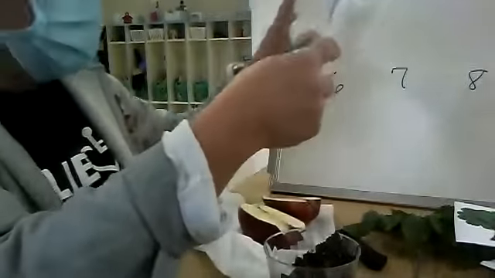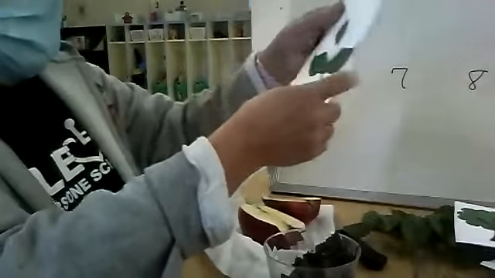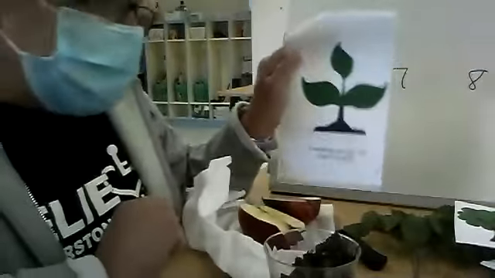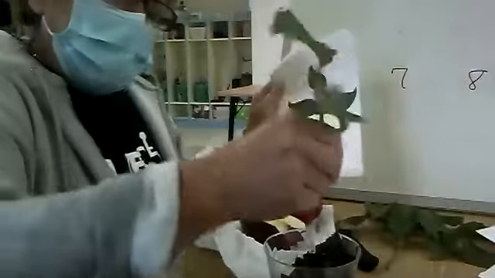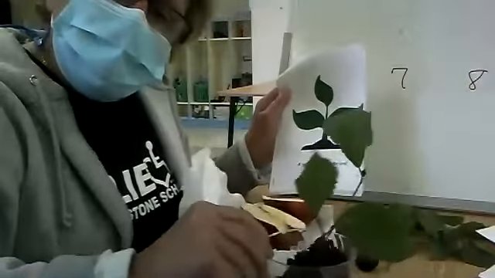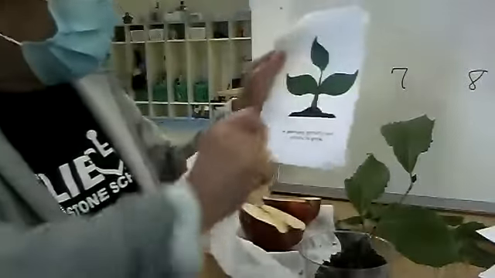Remember this, because we're gonna put this all in order. A seedling sprouts and starts to grow. So here's a little seedling sprouting out from the ground.